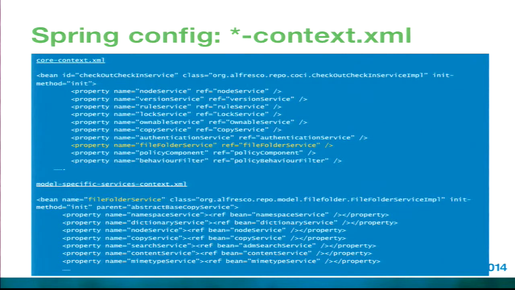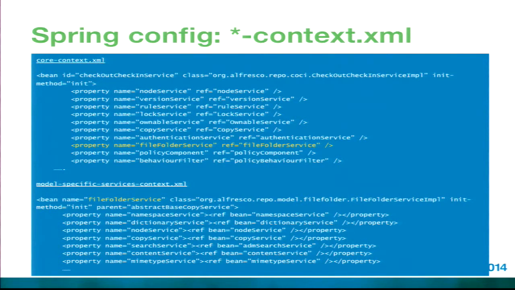So just as an example of the Spring config, you can look it up later, I know you won't be able to read it, but if you looked at one of the files, in the example, just a tiny snippet, I chose the core context file. There's the checkout check-in service for checkout and check-in, and it pulls in various bindings, including the version service, the rule service, etc. And I highlighted the file folder service that I mentioned earlier.